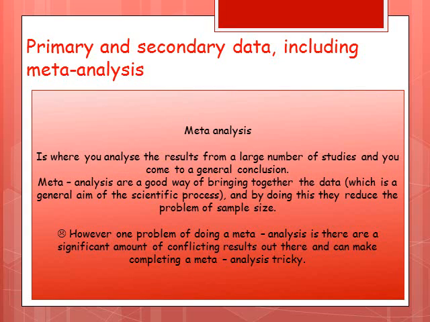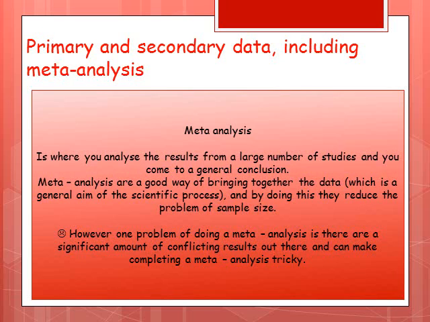Meta-analysis is where you analyse the results from a large number of studies and you come to a general conclusion. So think back to Van Ijzendoorn and Kroonenberg's study on cross-cultural variations of attachment. It's a good way of bringing together data with the general aim of the scientific process, and by doing this it reduces the problems with sample size and participant bias and individual differences.